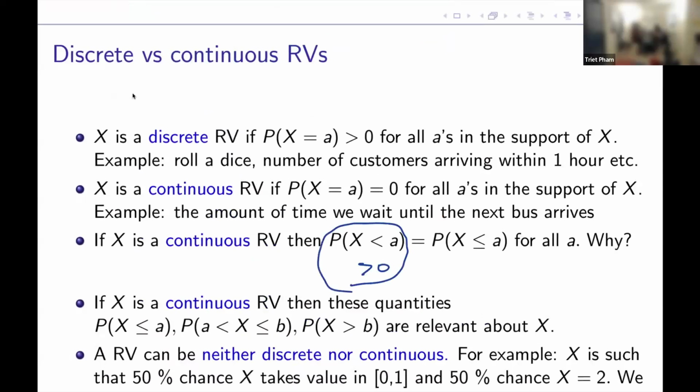Probability is less than a will be positive. Like here, these are positive quantities. Even though probably x equals a equals 0. All right, if you want to look at the bus experience, it's like this.